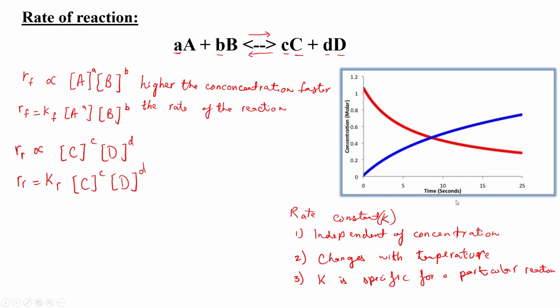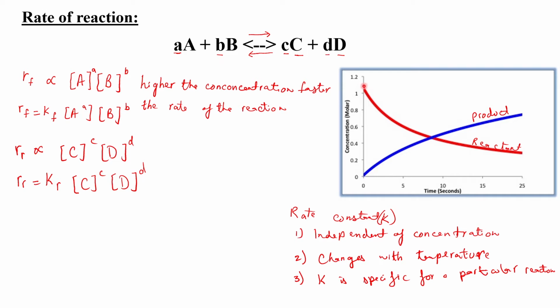Now let's look at what we have in this graph. This graph shows us the relationship between the concentration and the time. This blue line is for the product and the red line is for the reactant. So at time 0, our reaction only has reactants in it. The reactant concentration is somewhere at 1, a little bit more than 1 molar, and the product is 0 because the reaction didn't even start at time 0.